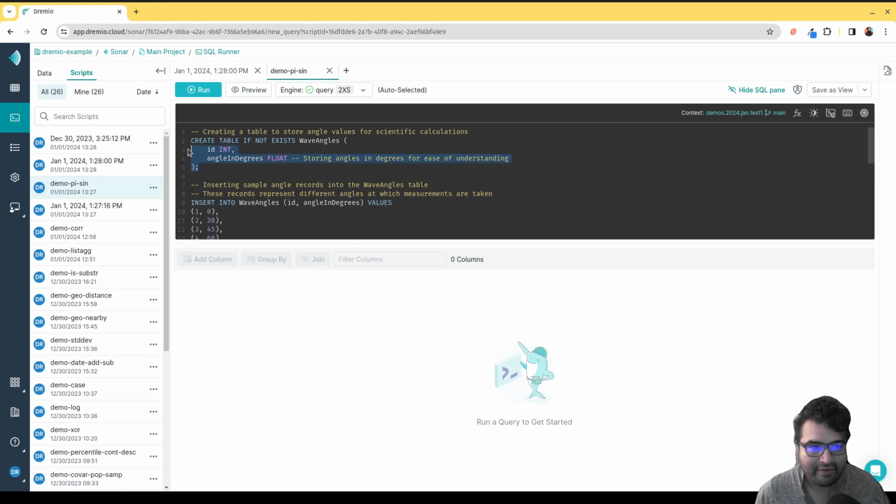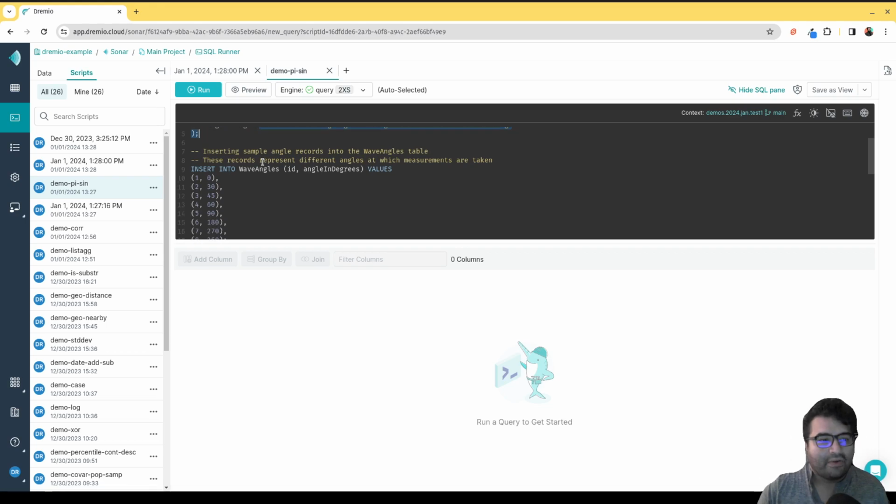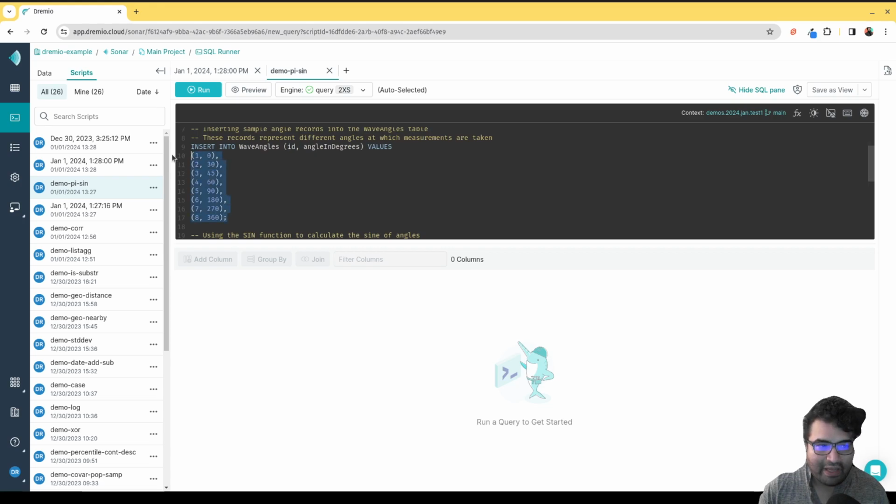So here we have a table of wave angles we're going to create, where we have different entries, which is basically an ID for the entry and the angle in degrees. We're expressing that angle in degrees, but to find the sine we need it expressed in radians and not in degrees, which we'll address in a moment. We're going to insert some records. So here we have a bunch of waves with their angle in degrees.